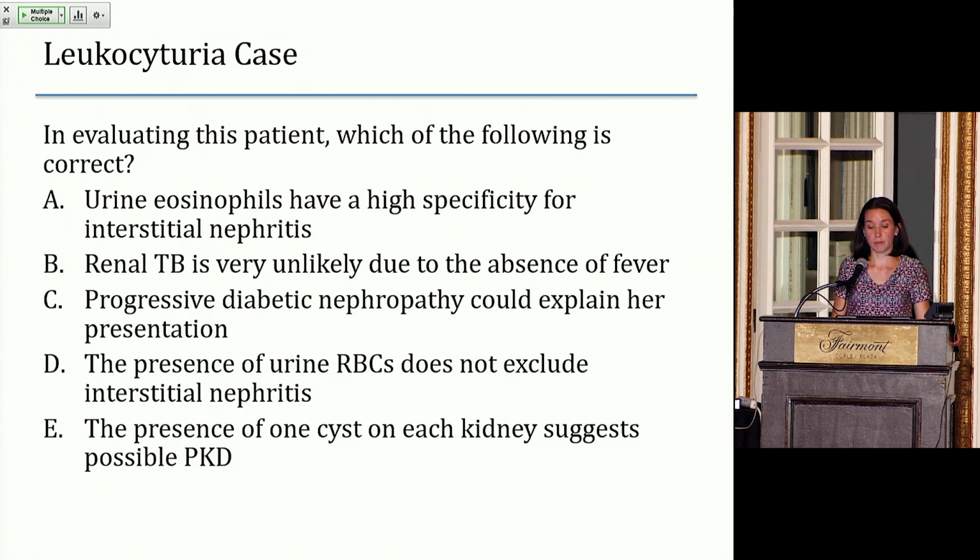In evaluating this patient, which of the following is correct? A, urine eosinophils have a high specificity for interstitial nephritis. B, renal TB is very unlikely in the absence of fever. C, progressive diabetic nephropathy could explain her presentation. D, the presence of red cells in the urine does not exclude interstitial nephritis. E, the presence of 1 cyst in each kidney suggests possible PKD. So I'll give you guys a chance to answer that.